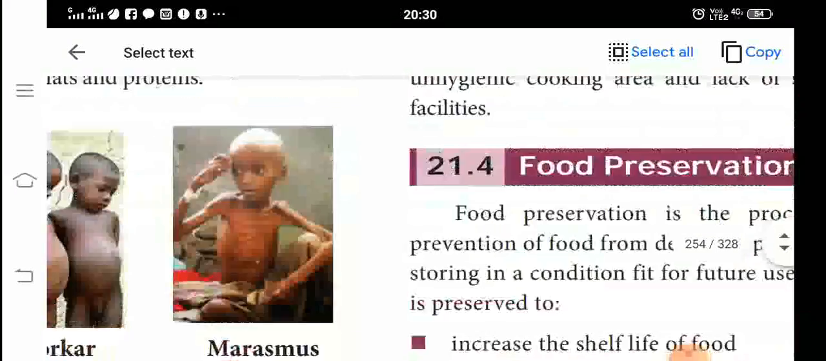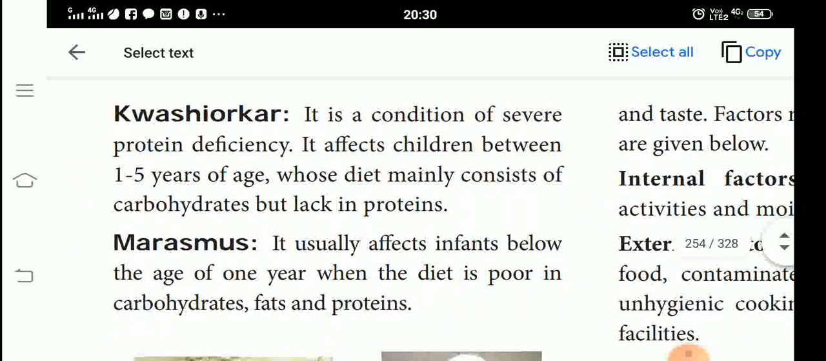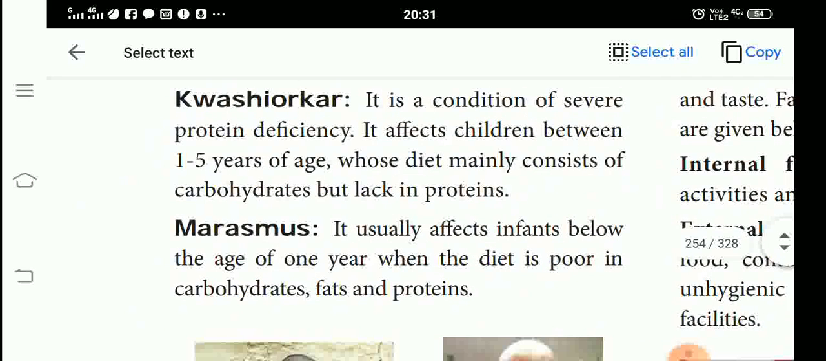These two are what disease? It is a protein deficiency disease, isn't it? That is first one, kwashiorkor. Kwashiorkor is a condition of severe protein deficiency. That is, if we are taking protein in not sufficient amount, it will lead to a disease that is called kwashiorkor. It affects children between 1 to 5 years of age.